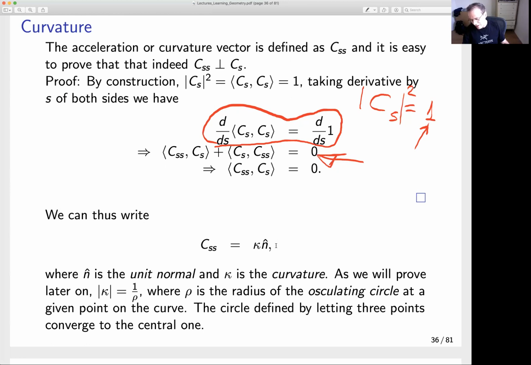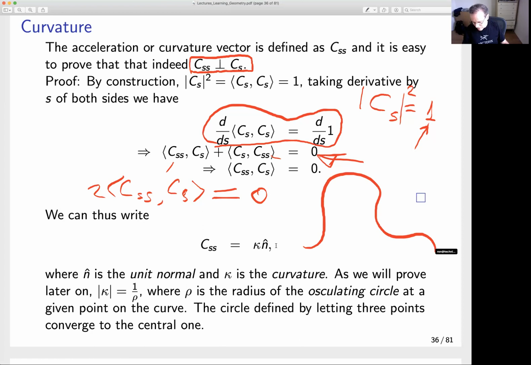Now, let's look at the left-hand side. If I'm taking a derivative with respect to s, I need to take the derivative of the left and then the derivative of the right. What I'm basically getting is two times the inner product of C_ss and C_s. So what I'm getting is that C_ss dot C_s would always be equal to 0, which means that C_ss is orthogonal to C_s. So if I'm now zooming in on the curve, let me zoom in on my curve.